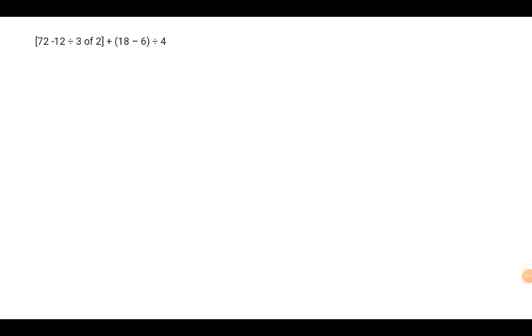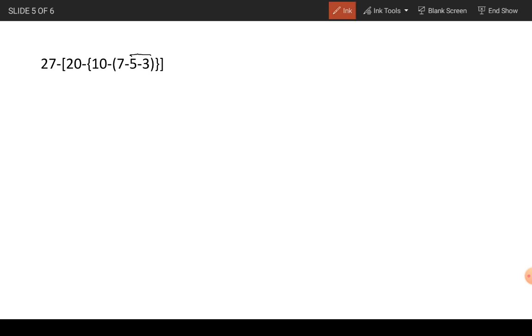Now let's have a look at another question where we have different types of brackets. We know that in our BODMAS rule, the B stands for brackets, which means that is what is to be solved first. But what do we do when we have different types of brackets? Even here, we can specify an order in which the brackets themselves should be solved.